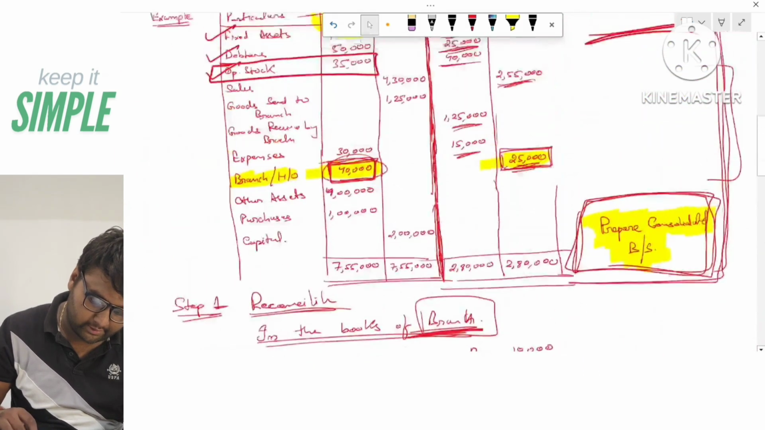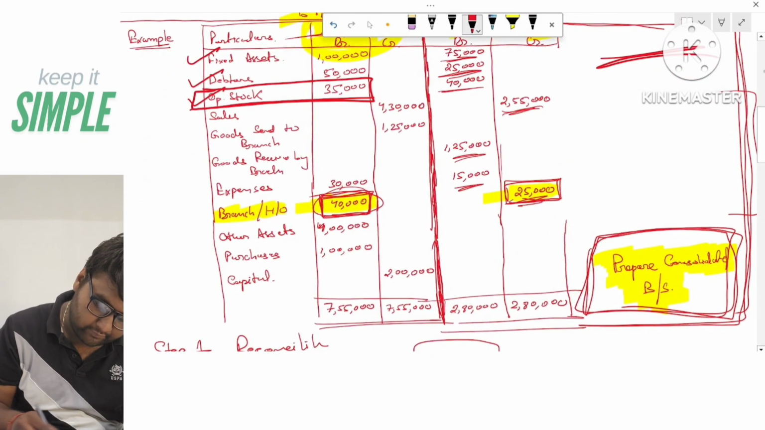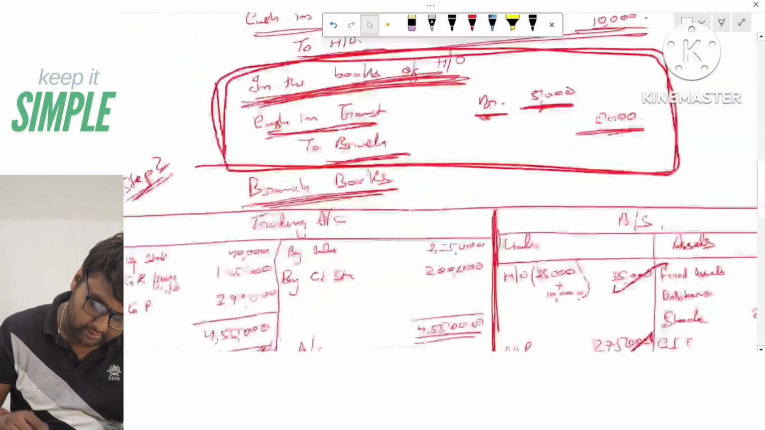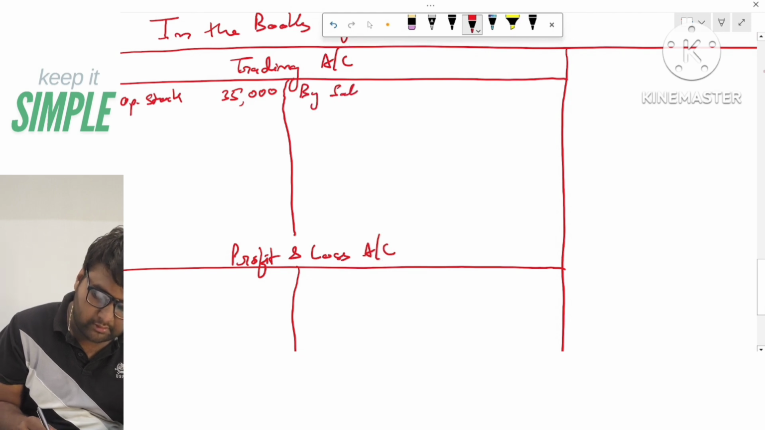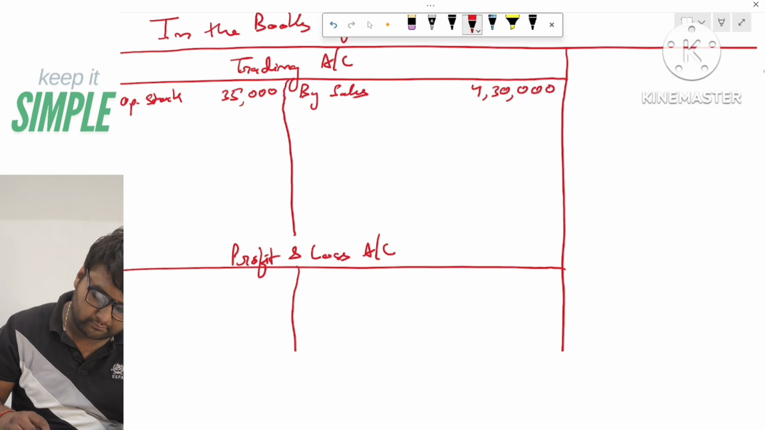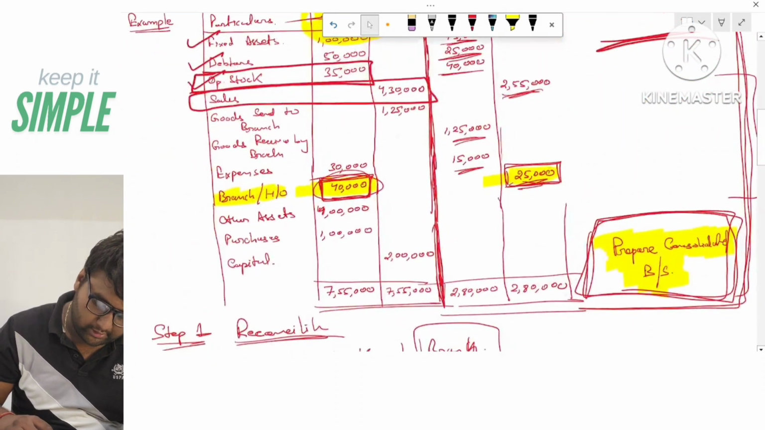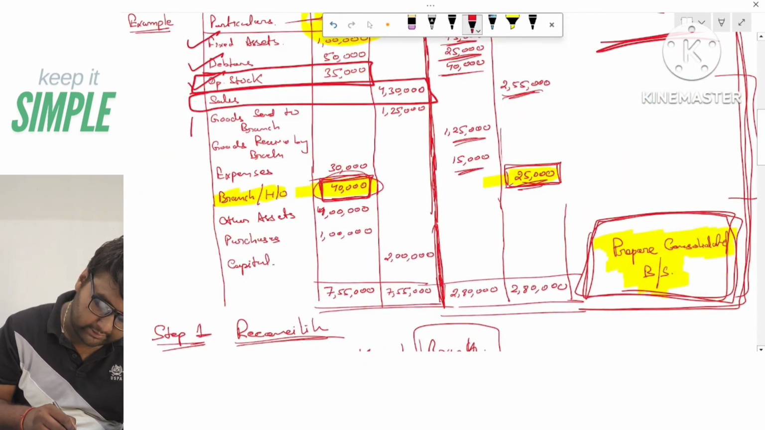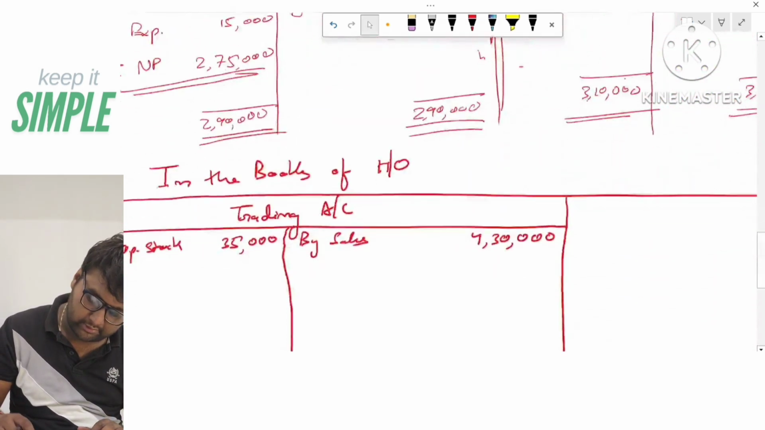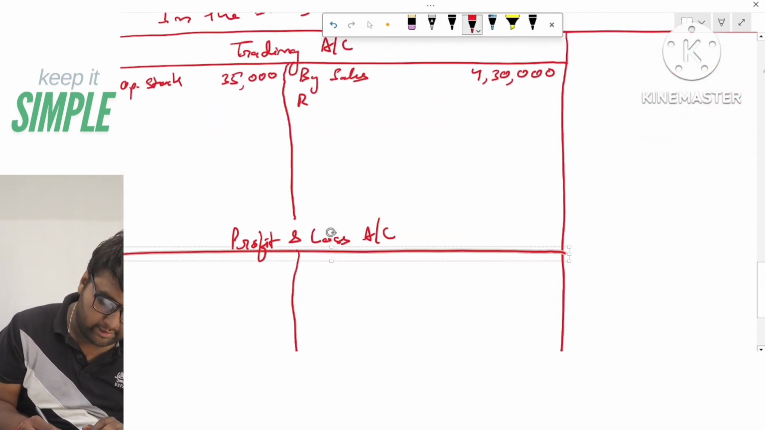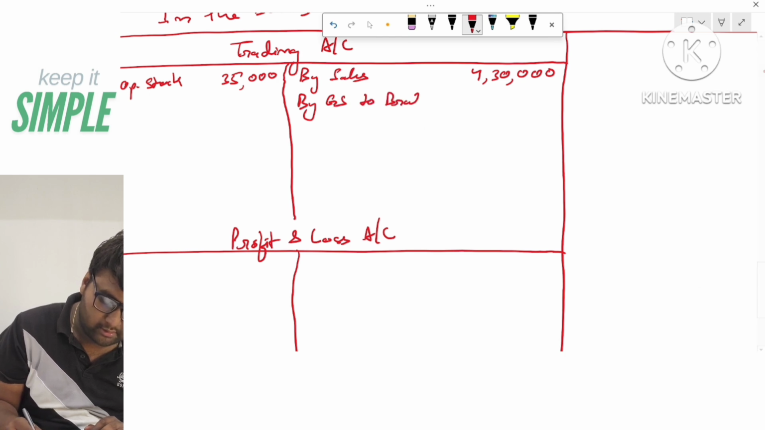Second item is sales 4,30,000. Sales will be written by sales 4,30,000. Then goods sent to branch. This is also a sale, 1,25,000. So by goods sent to branch 1,25,000.